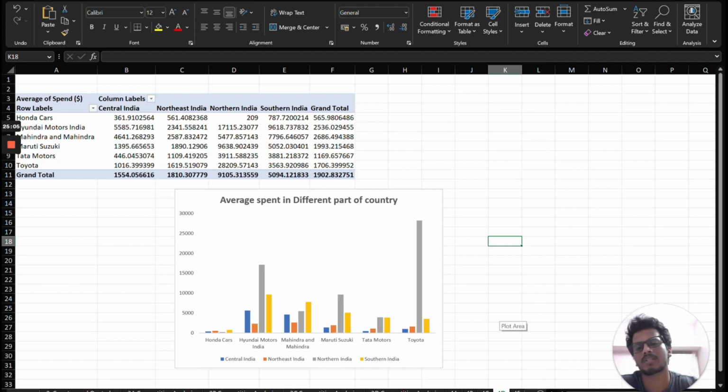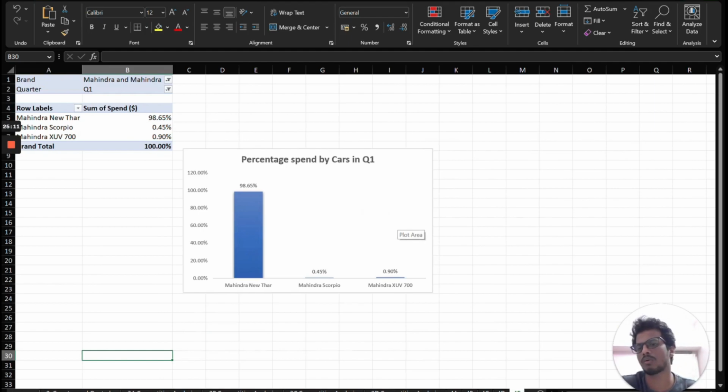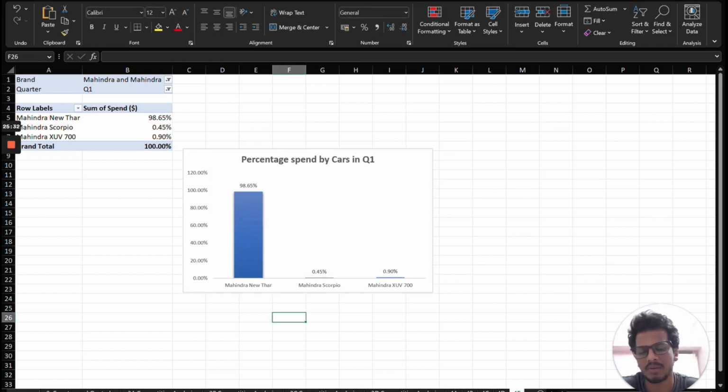Or if I want to be more precise, then I would have to go for data for that as well. So the last insight I can draw is that Mahindra has launched only three cars, or they are only focusing on three cars: Mahindra Thar, Mahindra Scorpio, and XUV 700. They have put 98.65 percent of their money spent onto the Mahindra Thar, which I think is a very biased decision. They are literally discriminating against the Scorpio and XUV 700, even though the shares of XUV 700 and Scorpio are almost the same in the real world as the new Thar.